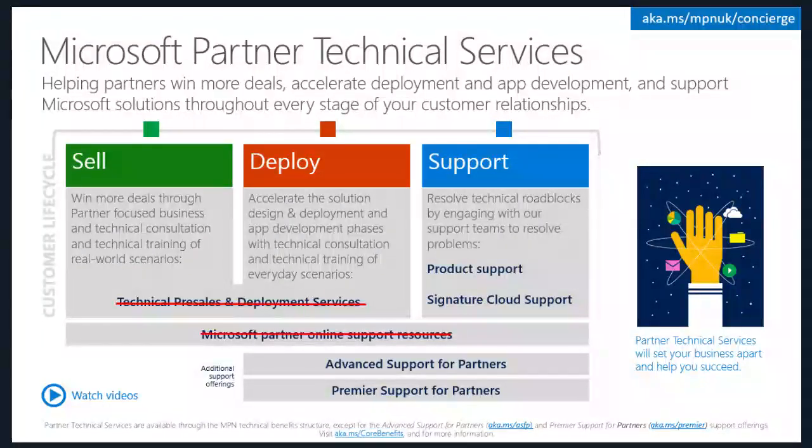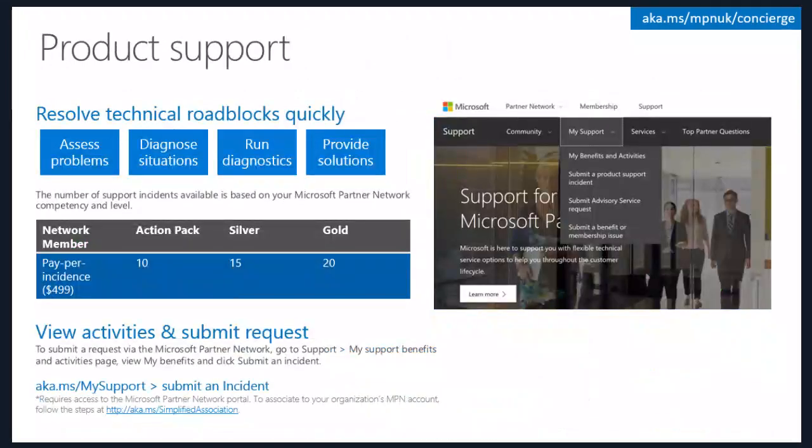So we're now going to move on to product support and how you can engage with our support team to overcome technical roadblocks. Your product support incidents allow you to get quick answers to product related questions and support to overcome technical roadblocks from the partner technical services team, and you get help to resolve challenges that range from software development to implementation, and you'll get support quickly and efficiently to help you maintain your value as a trusted advisor to your customers.